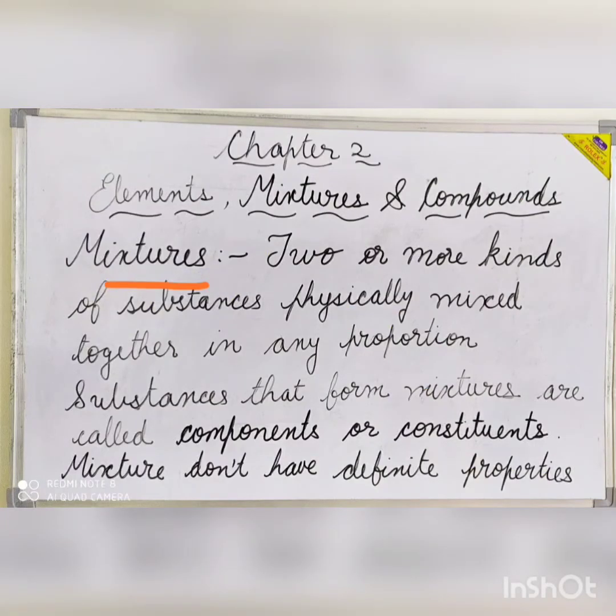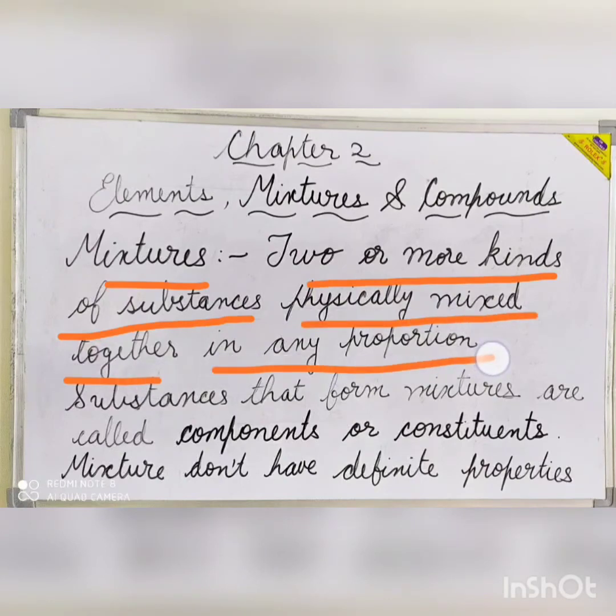Mixtures. A mixture is an impure substance. It can be defined as two or more kinds of substances, be it elements or compounds or both, physically mixed together in any proportion such that they do not undergo any chemical change. For example, tap water is a mixture of water and some mineral salts. Lemonade is a mixture of lemon juice, sugar and water. Air is a mixture of many gases.